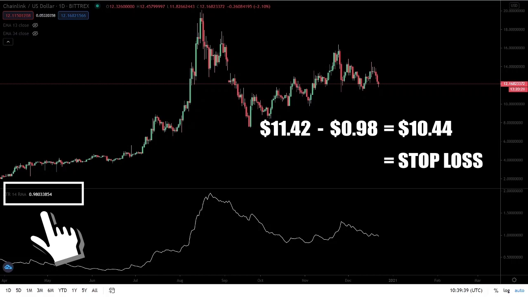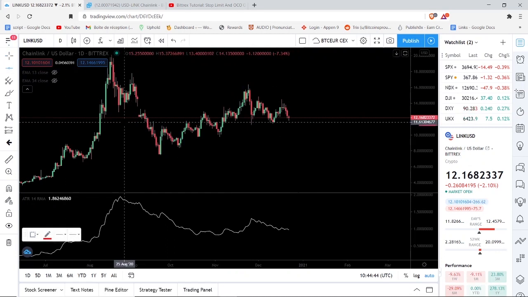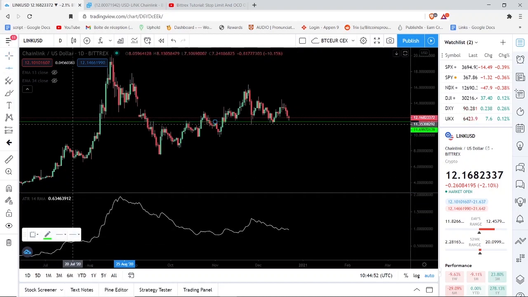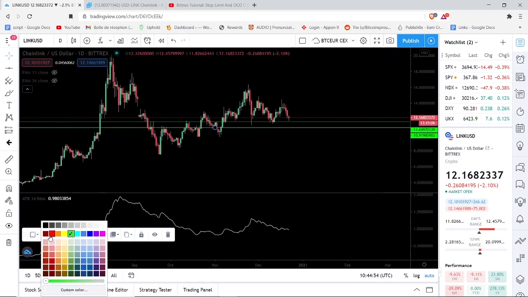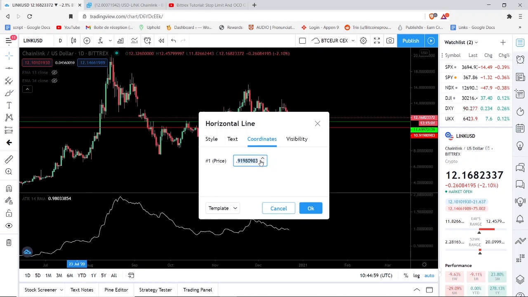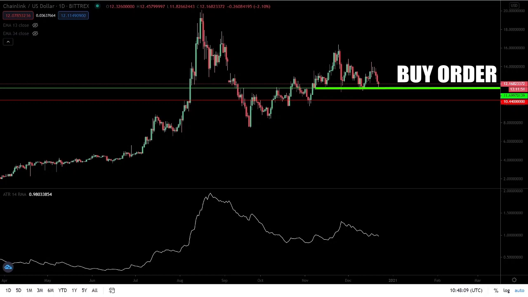In other words, we will exit our position if the price drops below $10.44. So I'm going to draw a horizontal line and make it green, and I'm going to draw another horizontal line and make it red and adjust it to $10.44. So the green line represents our buy order and the red line is our stop loss.